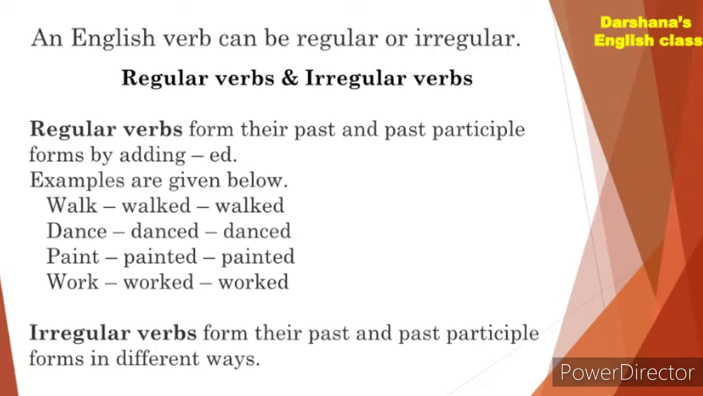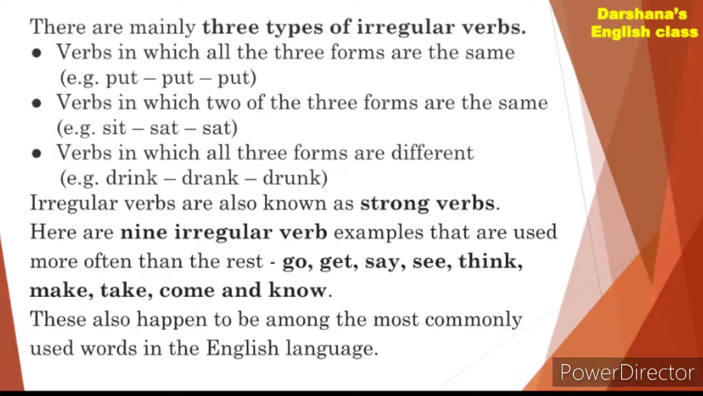Irregular verbs form their past and past participle forms in different ways. So here are the 3 types of irregular verbs. Verbs in which all the 3 forms are the same. Example, put, put and put. Now the second type, verbs in which 2 of the 3 forms are the same: sit, sat, sat. Verbs in which all 3 forms are different: drink, drank and drunk. Irregular verbs are also known as strong verbs.